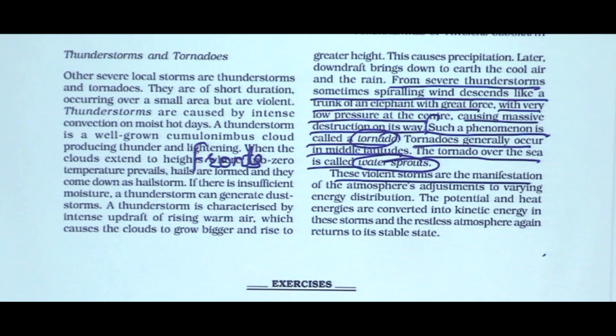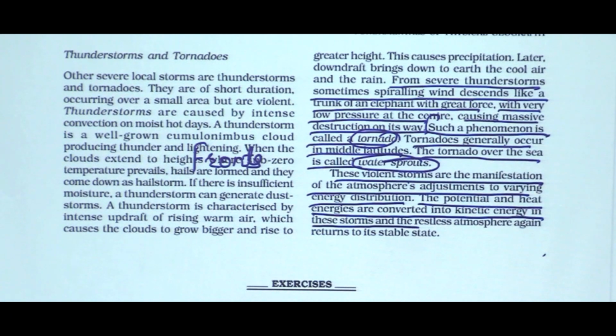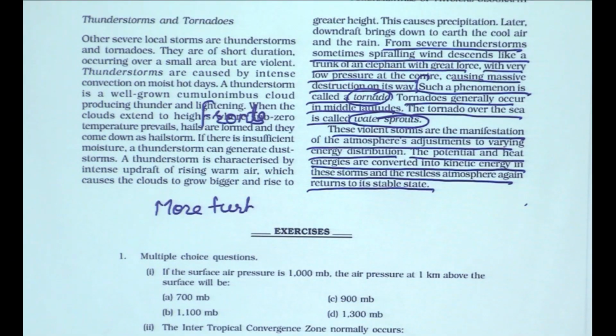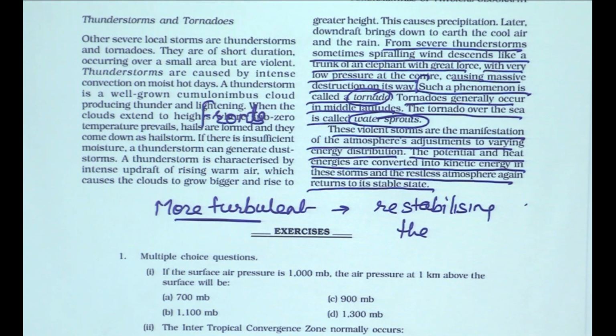These violent storms are manifestation of atmosphere adjustment to the varying energy distribution. The potential and the heat energies are converted into kinetic energy in these storms, and the restless atmosphere again returns to the stable state. So, more turbulent the system, is the attempt of re-stabilizing the atmosphere.